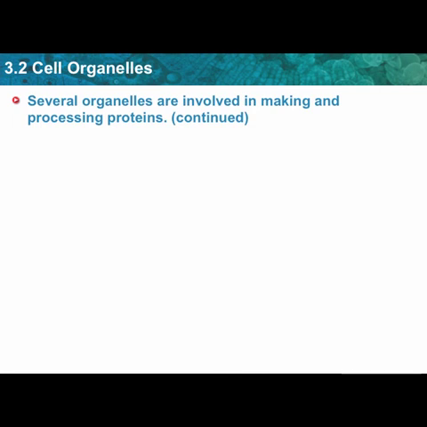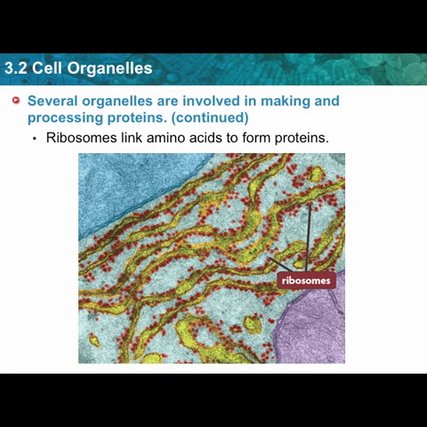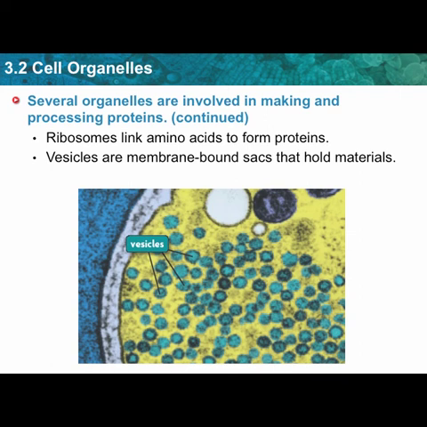Several organelles are involved in making and processing proteins, continued. Ribosomes link amino acids together to form proteins. These ribosomes on the rough endoplasmic reticulum are the sites where amino acids are linked together as commanded by the DNA in the nucleus by its messenger RNA. Vesicles are membrane-bound sacs that hold materials, things needed; storage areas.